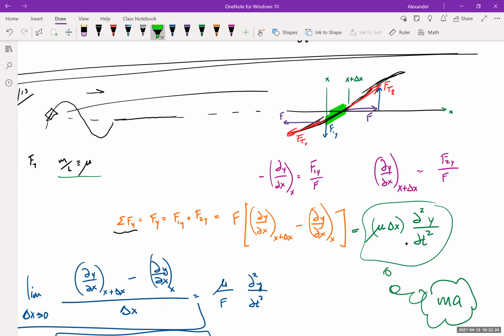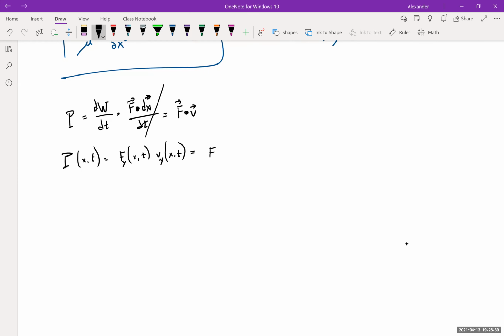I'm looking at this in the limit as delta x goes to 0. That's the horizontal tension force times the spatial curvature. Velocity is much easier. That's the time derivative.